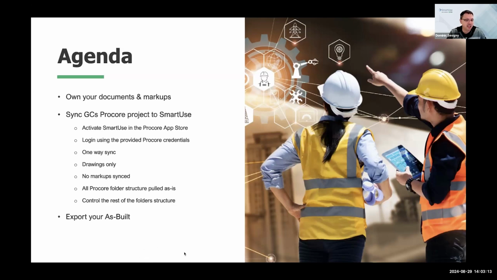Sometimes they have GCs that force them to use Procore, and at the same time, they have SmartUse for their own internal projects. So users in the field have to swap between SmartUse and Procore depending on the project. Some go to Procore, download the documents, and re-upload them inside SmartUse to use SmartUse for 100% of their projects, which means someone has to manually download documents from Procore and upload them inside SmartUse.